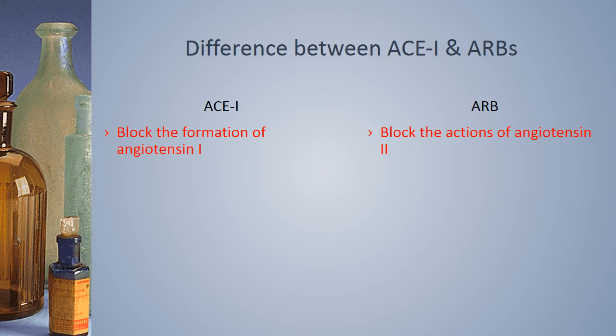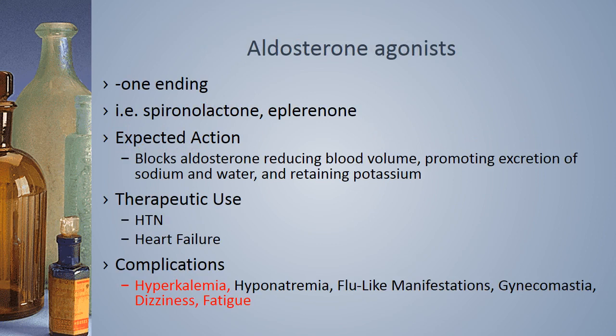So what's the difference between an ACE and an ARB? Well, it's all in where it happens. With ACEs, they block the formation of angiotensin II, and with ARBs, they block the actions of angiotensin II.